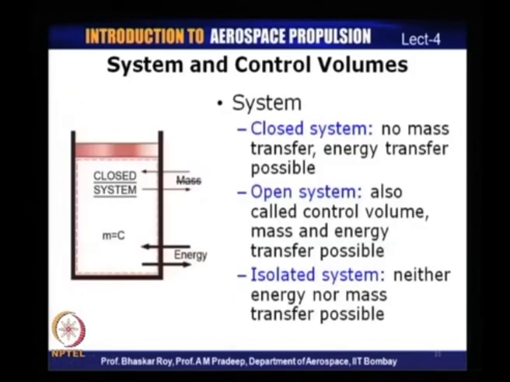Now, a system could be of different types depending upon the nature of the system itself. Depending upon what type of system it is, it could be classified as a closed system. A closed system is one where there is no mass transfer, but energy transfer is possible. So, a closed system is what is shown here in the example. We shall see this example very often in thermodynamics. This is referred to as a piston and cylinder assembly.